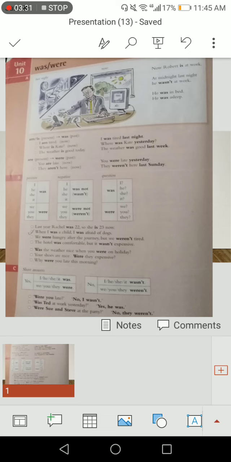This shows that it's past tense. The hotel was comfortable, but it wasn't expensive. Was the weather nice when you were on holiday? Your shoes are nice. Were they expensive? Why were you late this morning?